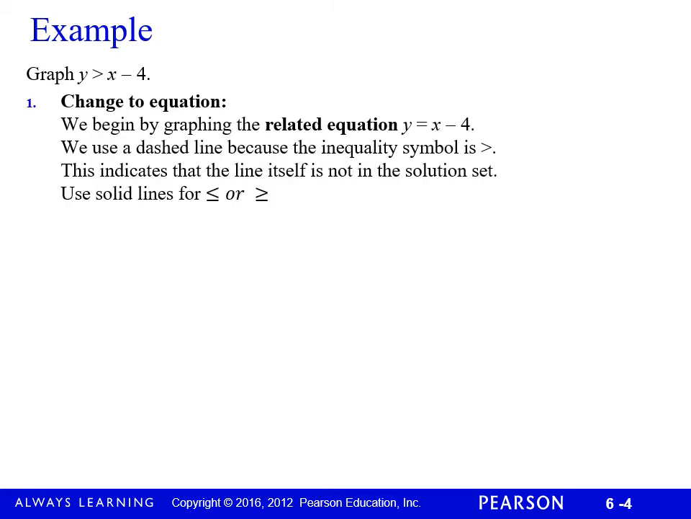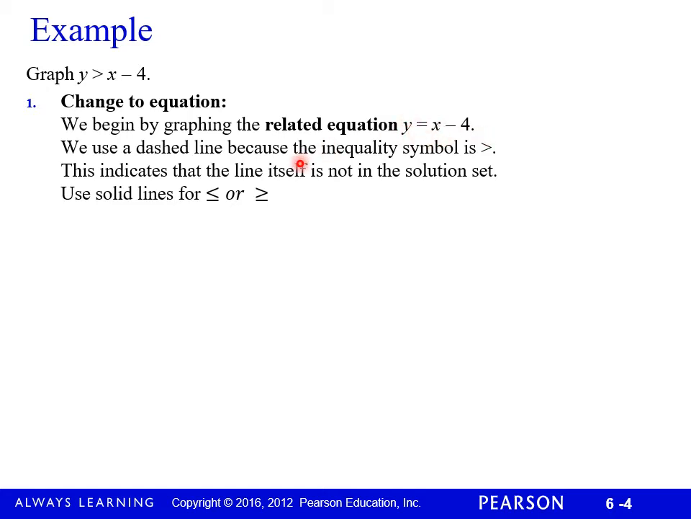What we're going to do when we're trying to graph these is first we're going to change them to an equation. So instead of y is greater than x minus 4, we're going to make it y equals x minus 4, which is now just a line on the graph. We pick some points, or I guess pick a value for x and solve for y, pick several values and then draw the line.